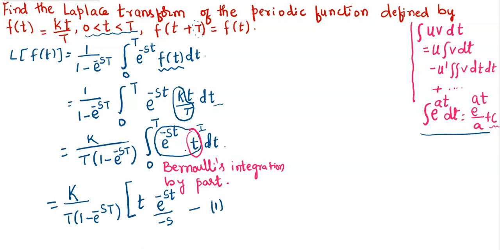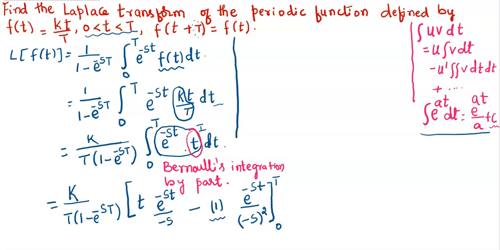The integral of e to the power of minus st is e to the power of minus st divided by minus s. We have one more minus s here, so minus s into minus s is minus s whole square. So the limits are from 0 to T. We stop at the second term because the differentiation of 1 is 0 in the next part, and 0 into anything is 0, so it is not necessary to write. Where we get the constant term of the differentiation, we have to stop there only.